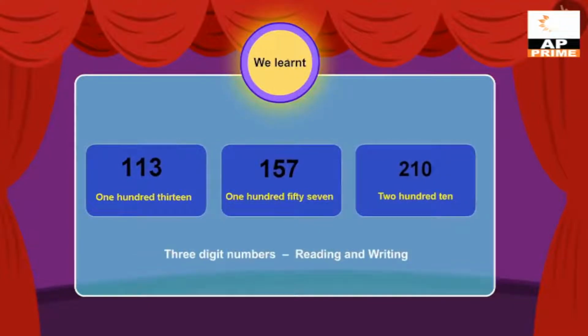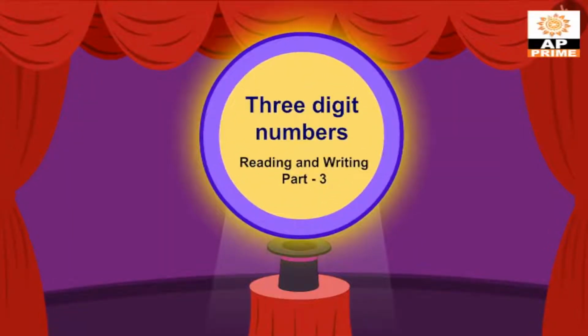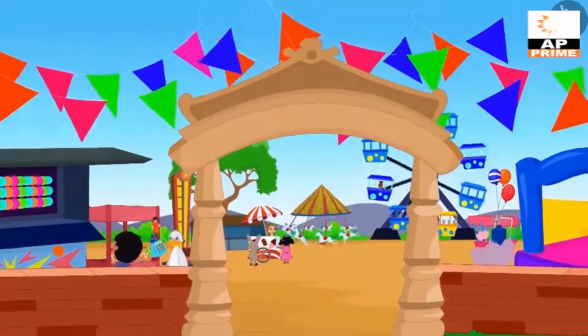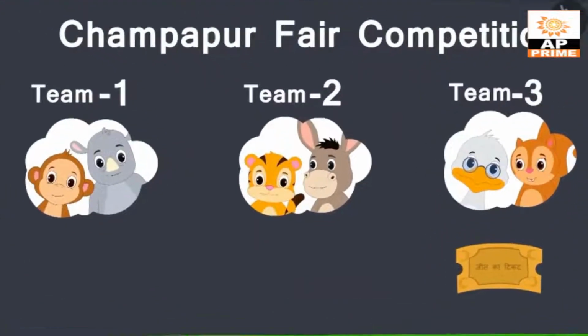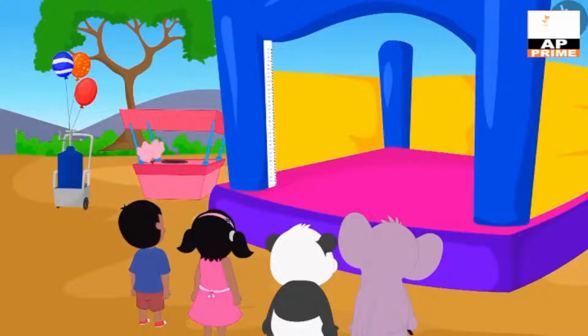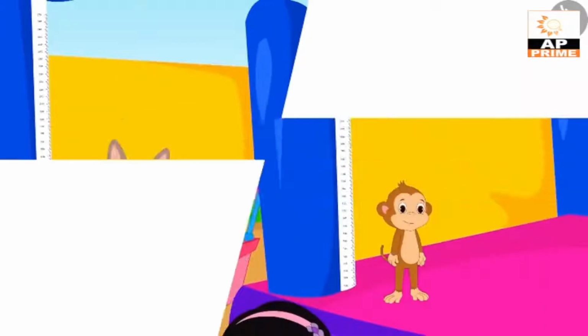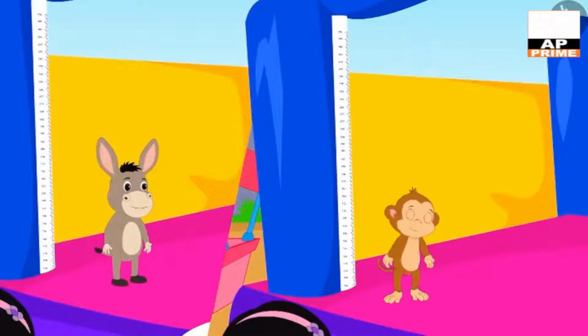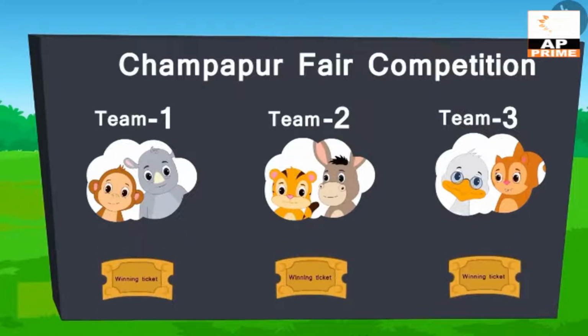In the previous video, we learned how to read and write any 3-digit numbers. Let us learn more about this in this video. Let's see what's going on in the fair. So far, the score is as follows. The next competition is high jump. The team which will make the highest jump in this competition will win the ticket.